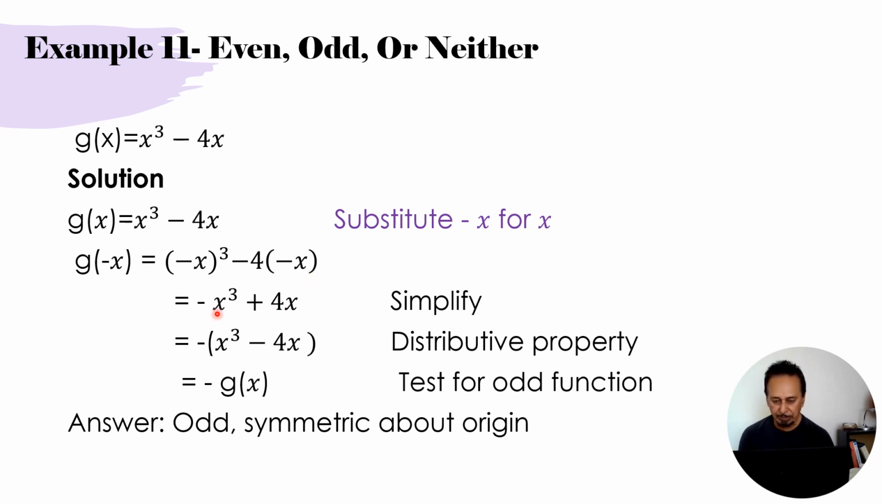Now we compare. Looks like they are opposite in sign. Negative x cubed and x cubed, and 4x and negative 4x, are opposite in sign. Therefore we can say this expression is the opposite of the original one, which means g of minus x is equal to the opposite of g of x, and opposite means negative g of x. So we have found g of negative x is equal to negative g of x, and by definition we'll say the function is odd and is symmetric about the origin.